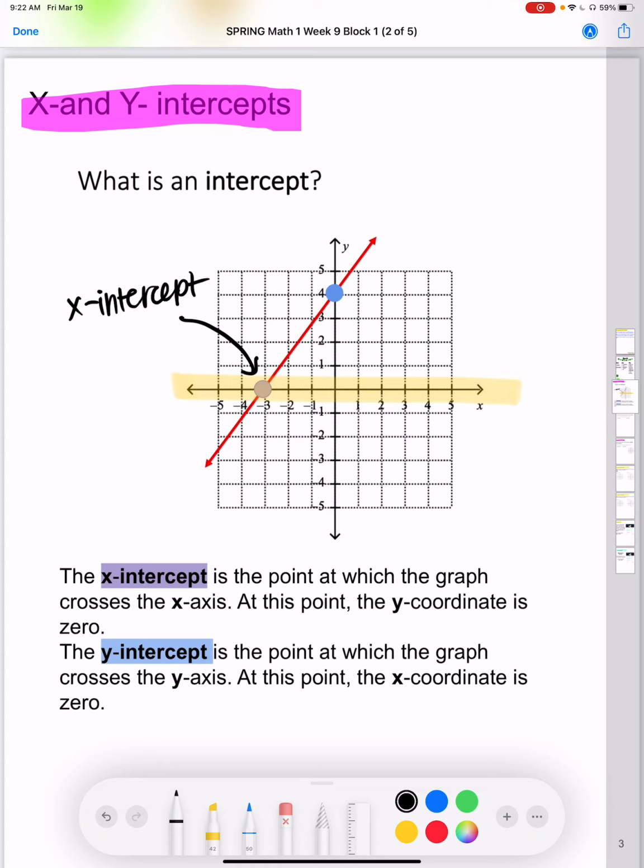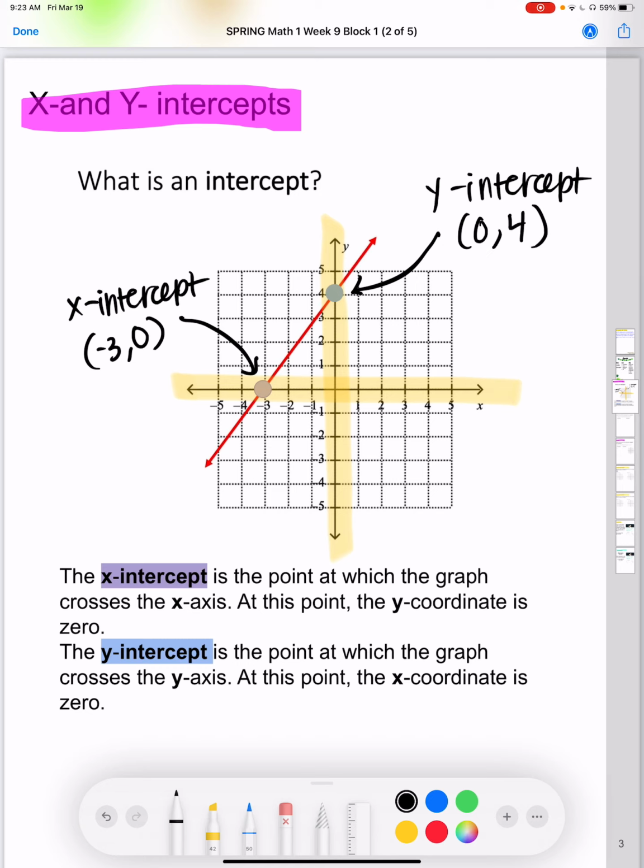Notice that your x-intercept can be rewritten as a coordinate. So my x-coordinate is -3, my y-coordinate is 0. I could do the same thing for my y. So my y-intercept is the point at which the graph crosses the y-axis, and the x-coordinate is 0. So here is my y-intercept, and then the coordinates for that are 0, +4.